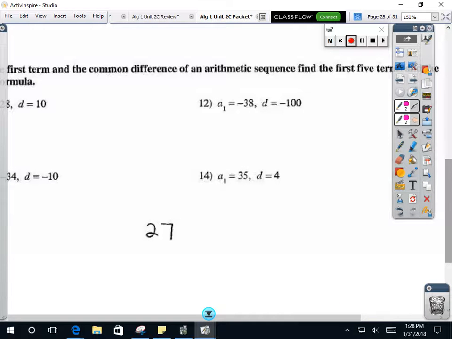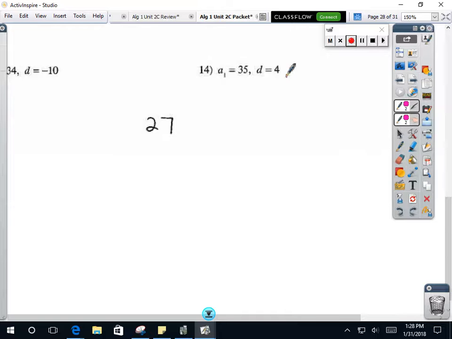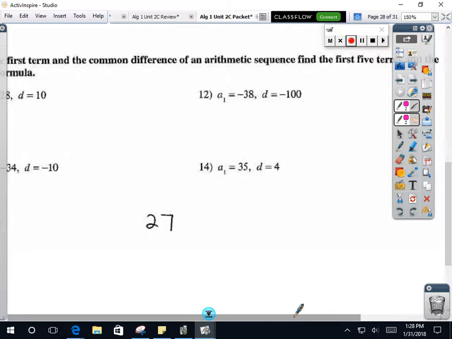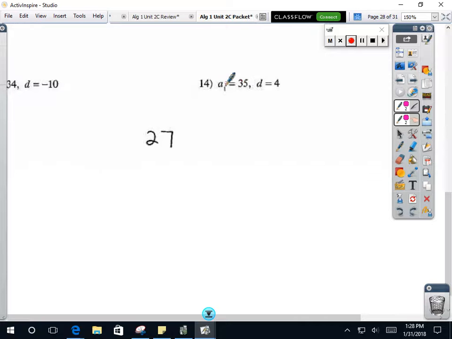Okay, starting with number 14. The directions for number 14 said, given the first term, which in this case is 35, and the common difference, which is 4, of an arithmetic sequence, find the first 5 terms and the explicit formula. So they gave us the first term and the common difference. They want us to find the first 5 terms, and they've already found the first one, so you really just have to find the second term, the third term, the fourth term, and the fifth term. And they also want you to write out the formula.